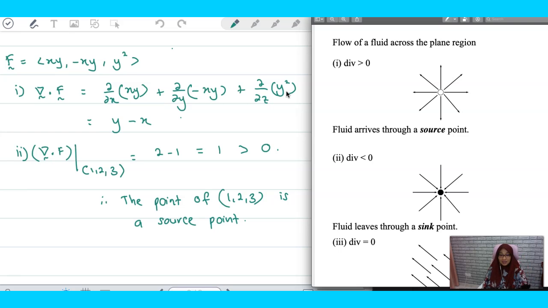But if you have a sink point, just like you have a sink in the kitchen, imagine there is a lot of water in the sink, and in the sink there is a hole. So all the water will flush in through the hole in the sink. So we call that a sink point.